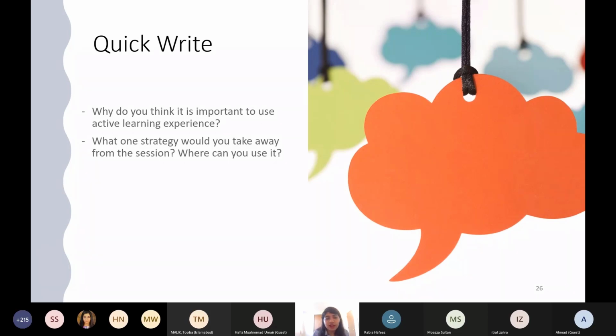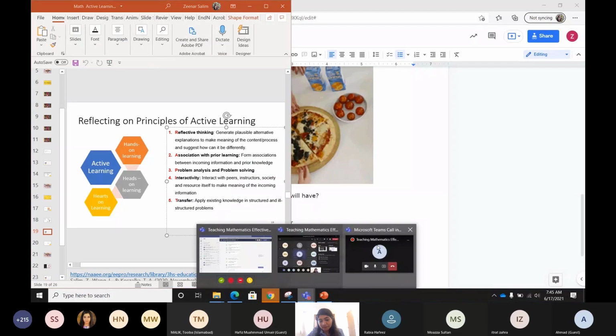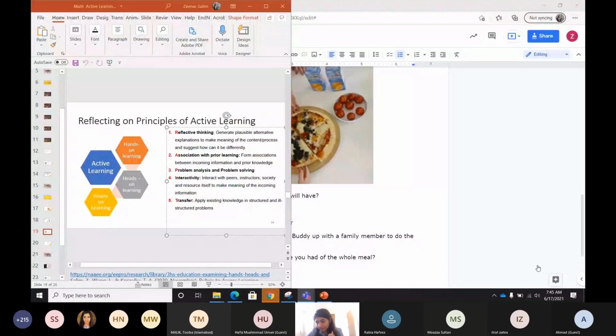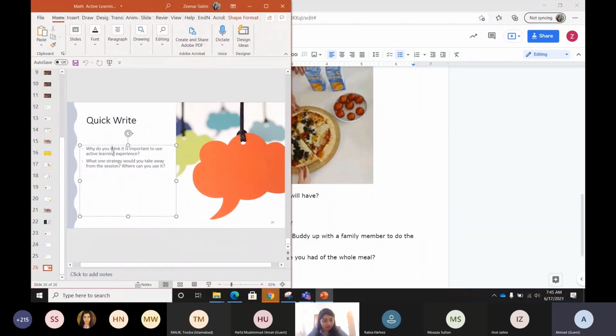Now that we have discussed active learning being very important and how it is done, why do you think it is important? And what one strategy would you take away from the session that you did not do before? I would like to read your responses at this point. And thank you. Okay, and I'll put the question in the chat.